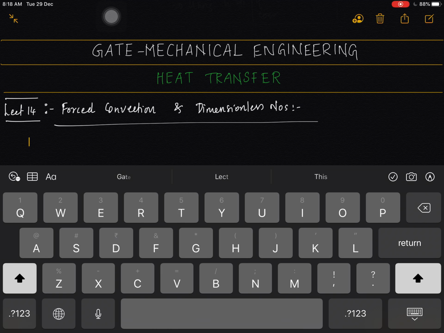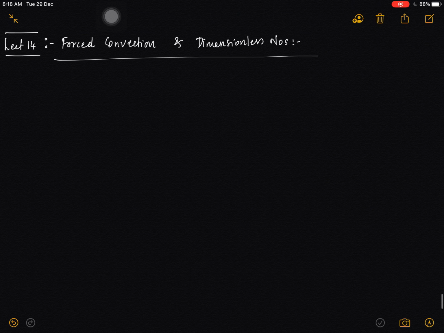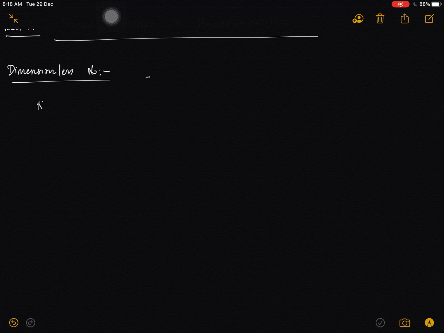So please go through the previous lecture to get a better understanding. Okay, so let's start. First of all, let's write the dimensionless numbers. So we all know about the Nusselt number and the Prandtl number and also the Reynolds number. First of all, the Reynolds number, which is nothing but the ratio of inertia force to viscous force, and which will give the relative magnitude of the inertia force and the viscous force.